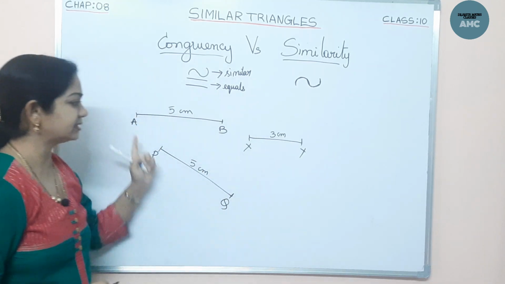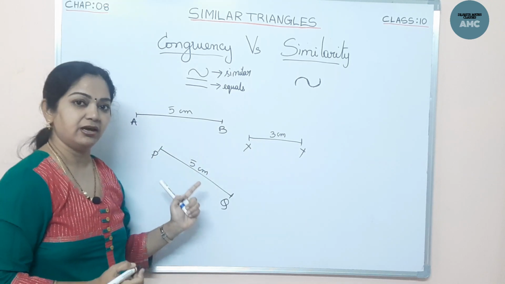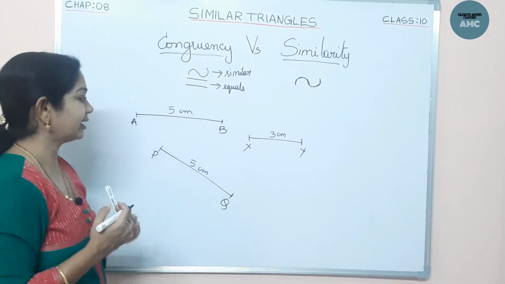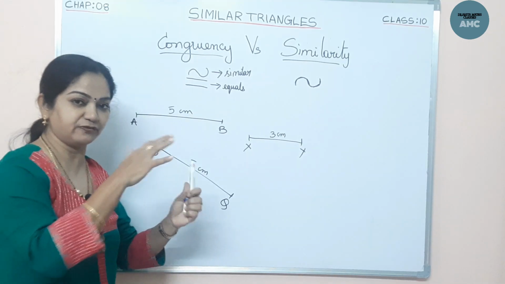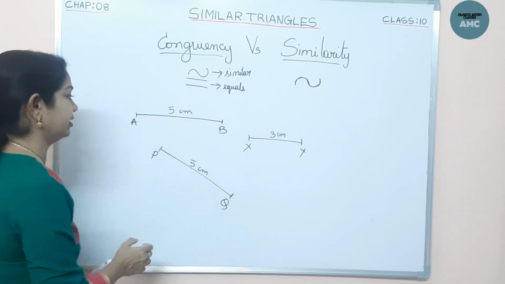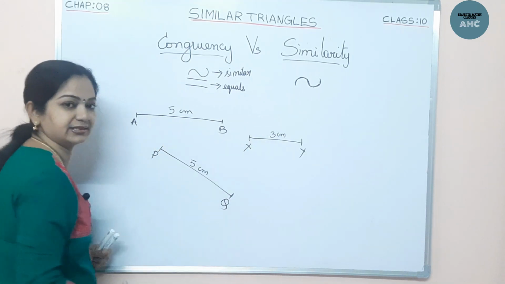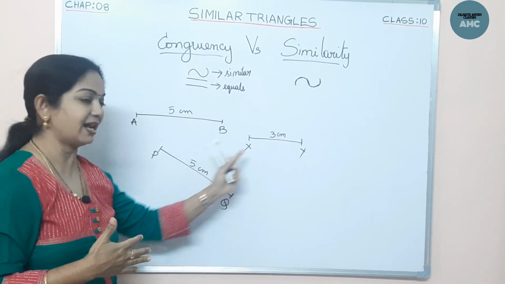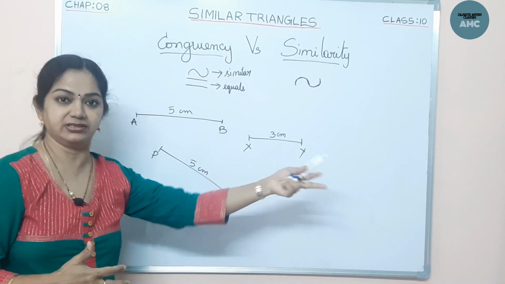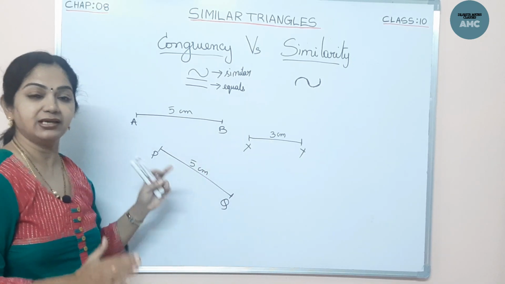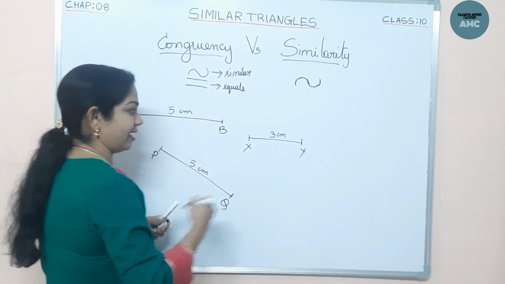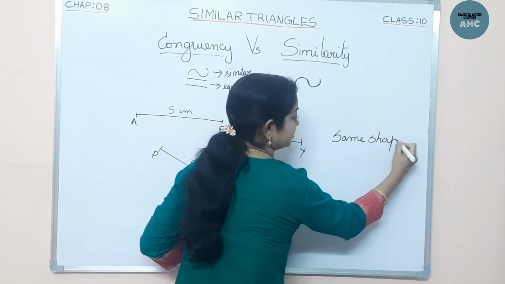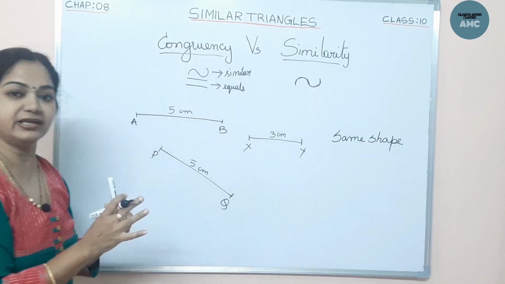Now let me discuss the line segments. Which of them here are congruent and which of them are similar? Can you tell me? We know the concept of congruency and the concept of similarity. Here, all are lines, they are not compared with another geometric figure, isn't it? All are line segments. That means the shape is the same. One condition is satisfied.